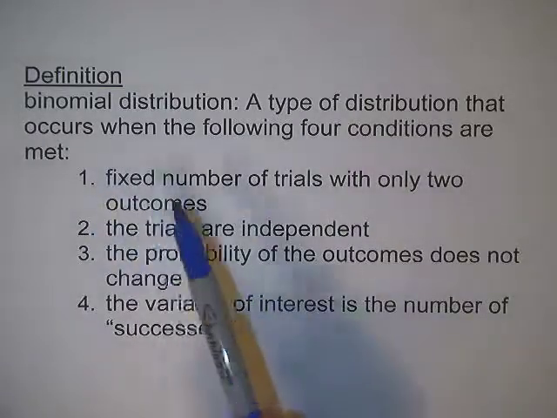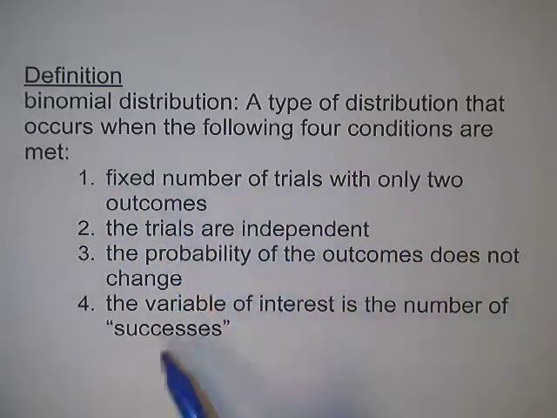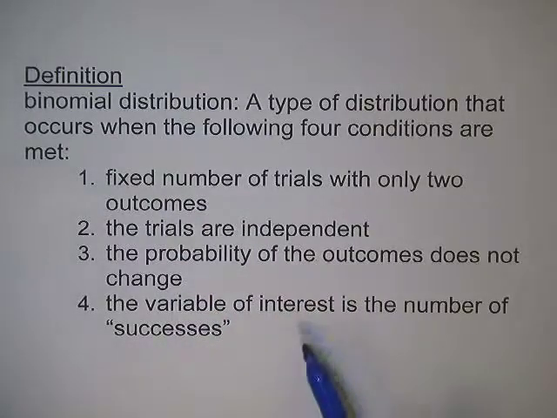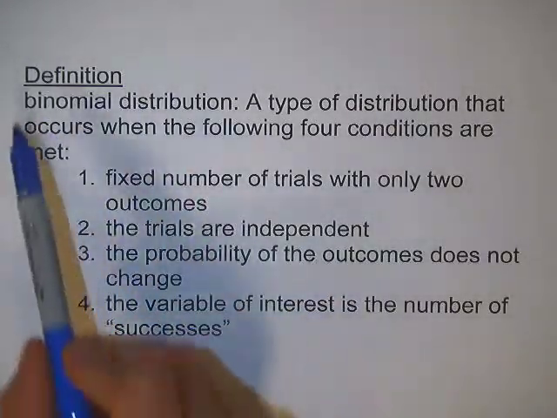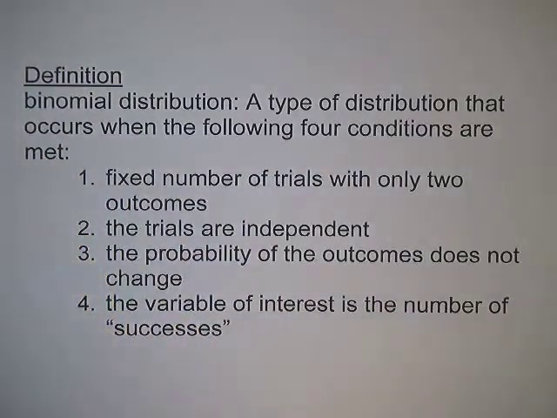So in number one, when we're talking about only two outcomes, we're talking about either a success or a failure. This is binomial, bi meaning two, so we have two outcomes here.